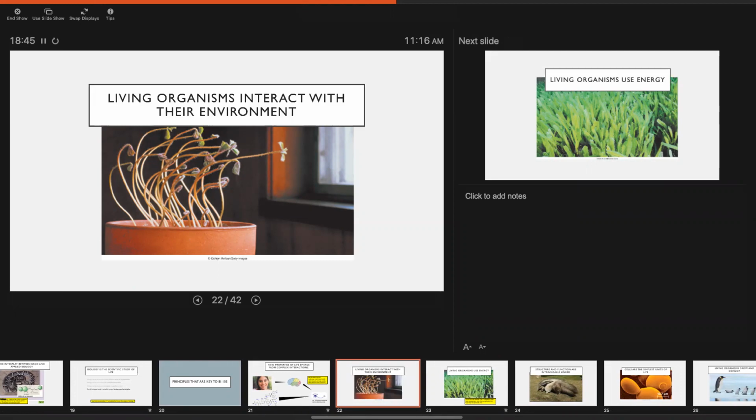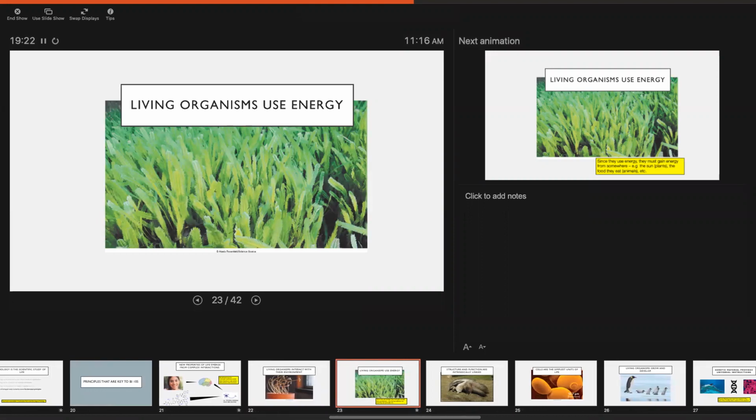The next one is that living organisms interact with their environment. So here you see plants that are orienting themselves towards the sun. They're reacting to the sunlight coming through the window. You might not think of plants as interacting with their environment, but they do all the time. They take in sunlight, they use that sunlight to generate energy, they face their leaves or their heads towards the sun, they take in water from the ground, etc., etc. Plants, just as well as animals, interact with their environment. And in fact, all living things do.